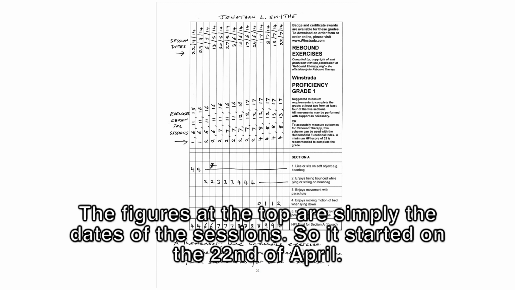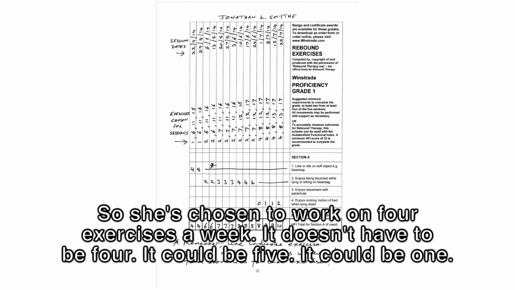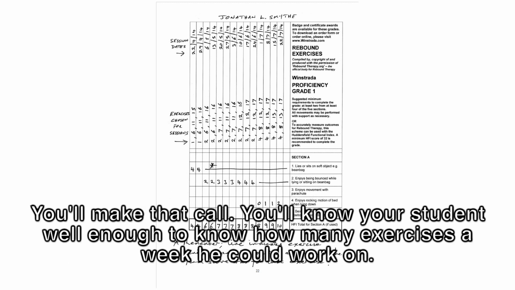The figures at the top are simply the dates of the sessions. So it started on the 22nd of April. Can you all see that? The figures underneath are the numbers of the exercises that the teacher has chosen to work on. So she's chosen to work on 1, 6, 11 and 15. So she's chosen to work on 4 exercises a week. Doesn't have to be 4, could be 5, could be 1. You'll make that call. You'll know your student well enough to know how many exercises a week he could work on.